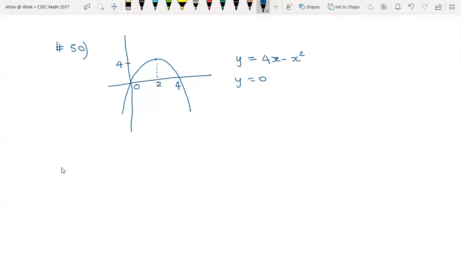Now, this is your graph, and your graph is y equals 4x minus x squared. So we know what the graph is, but the question is, do we know what this line is on your graph? So let's find it. y equals 0 is your horizontal line cutting the y-axis at 0, right here. So therefore, this is your line y equals 0.